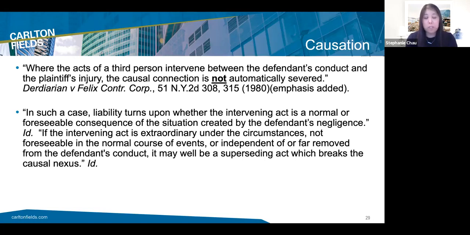In that case, liability really turns upon whether the intervening act, so the act by the patient or again that third party, is a normal or foreseeable consequence of the situation created by the defendant, so the practitioner's negligence. And if the intervening act is extraordinary or not foreseeable, then it may be considered a superseding act that actually breaks the causal nexus. If it is foreseeable or is not so far removed from the practitioner's conduct, then it may not break the causal nexus.